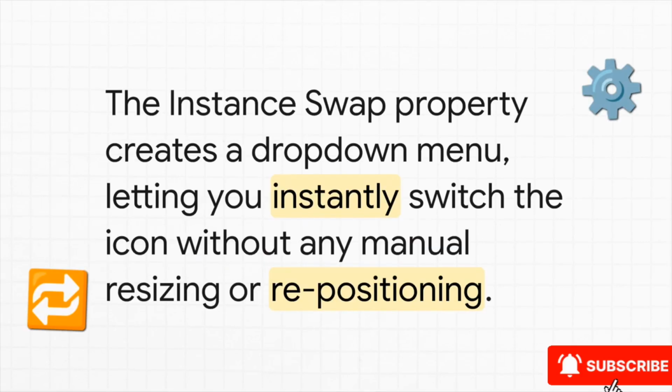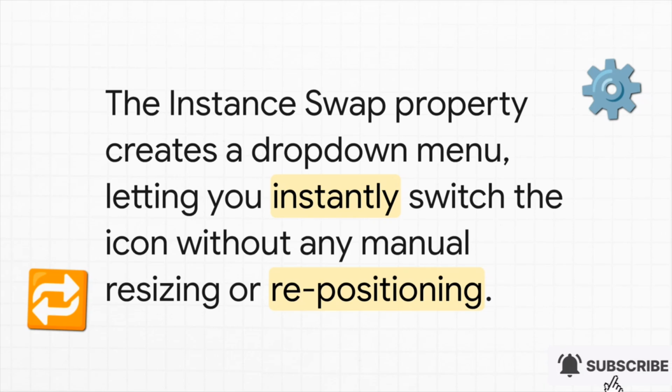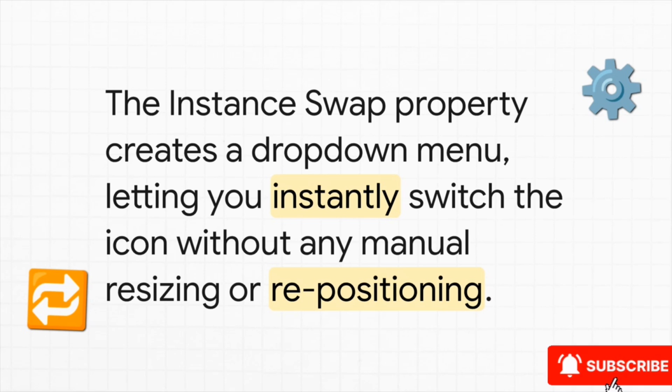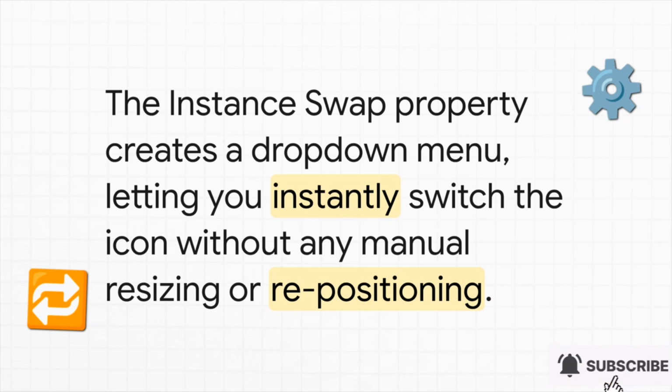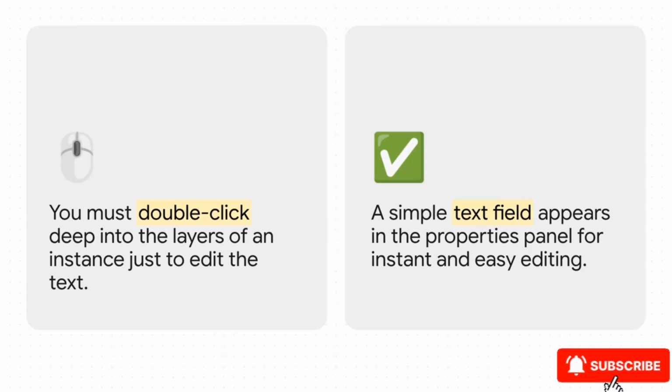That's what tells Figma, hey, these things are interchangeable. And here's where the magic happens. You apply that instance swap property to the placeholder icon in your button. Now, when you select an instance of that button, you get a beautiful drop-down menu in the Properties panel that lets you swap that icon for any other one in your library. Instantly. No more dragging, dropping, resizing. It's just done.